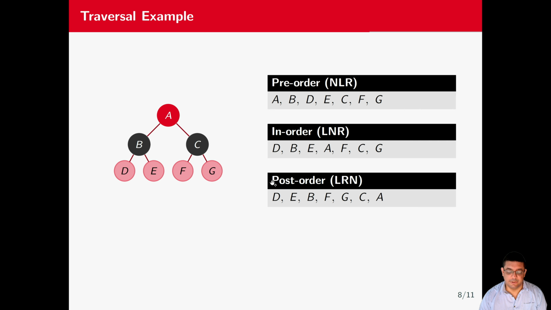Now, the post order, we're doing left, right, and then the root node. So we have, once again, the D, E, B. This is one way to go about it. And then we have F, G, C.